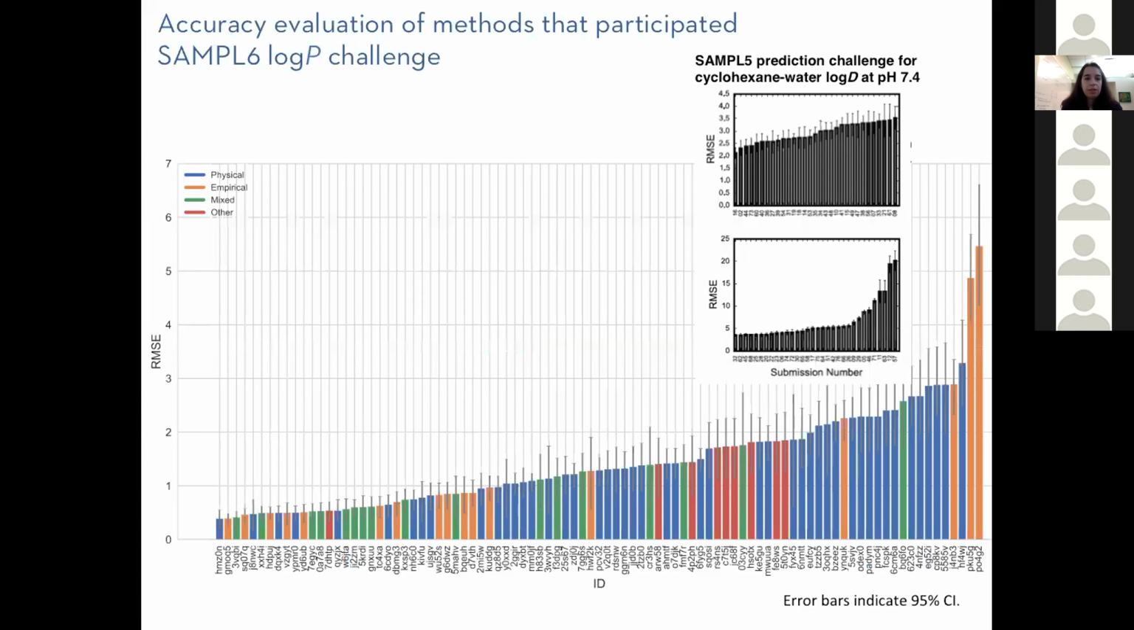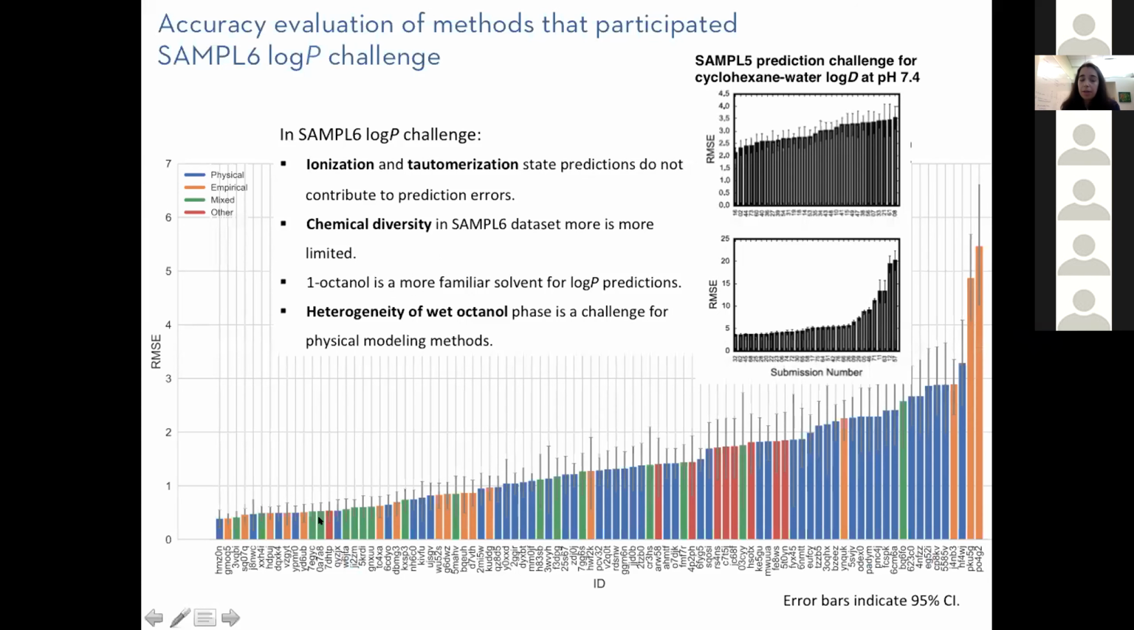What about the accuracy we've seen in logP predictions of octanol water compared to SAMPL5? I would like to show a comparison to the SAMPL5 prediction challenge. The system was different. It was a cyclohexane water system and a distribution coefficient prediction at pH 7.4. The best performing methods achieve somewhere around 2.5 logP units error in SAMPL5, where it is much lower for the SAMPL6 challenge.